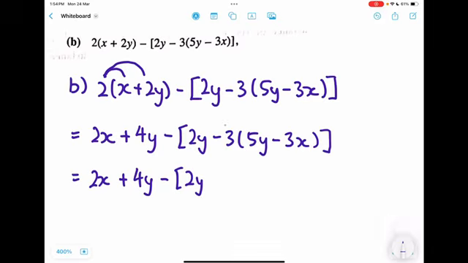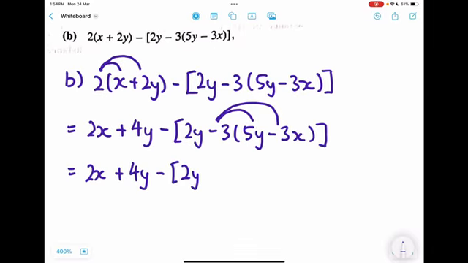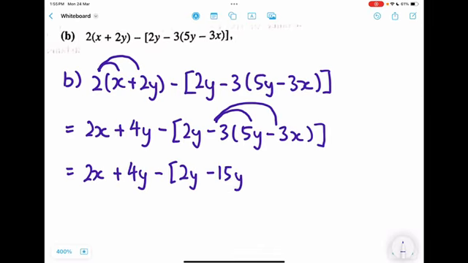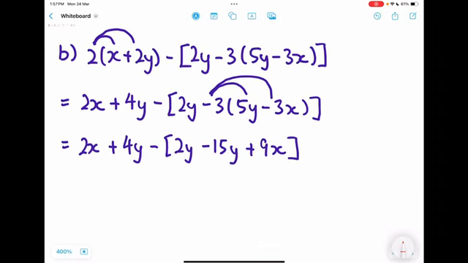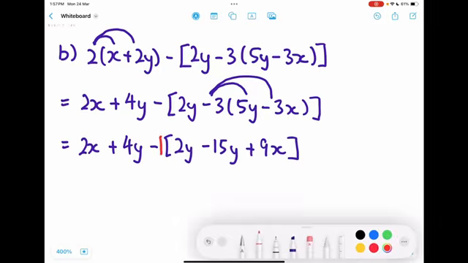Now, same thing, what I want to do is to use the rainbow method to expand what I have in my round bracket. Now I have negative 3 multiplied by 5y, that will just give me negative 15y, and negative 3 multiplied by negative 3x, that will give me positive 9x. And I will close my square bracket here. Looking at what I am left with, I have a negative sign in front of my square bracket. Whenever I have something like that, I want you guys to know that there is an invisible 1 right in front of the negative sign.